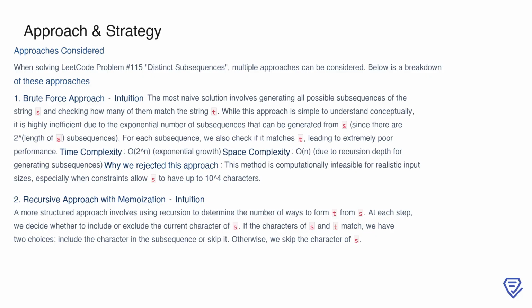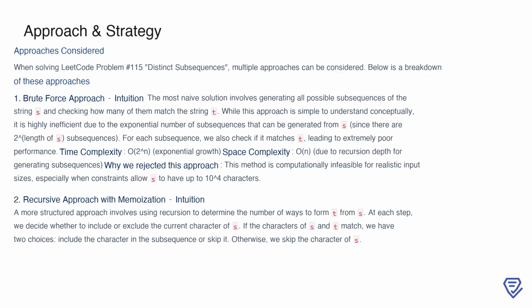For example, with 2 raised to the power of the length of S, even moderately sized strings result in an unmanageable number of subsequences to process. Moreover, matching each subsequence to T adds further overhead, leading to exponential time complexity of O(2 to the power of n). This approach is not feasible for large inputs, especially when S can be as long as 10 to the power of 4 characters. Due to its inefficiency, we need to explore better alternatives.